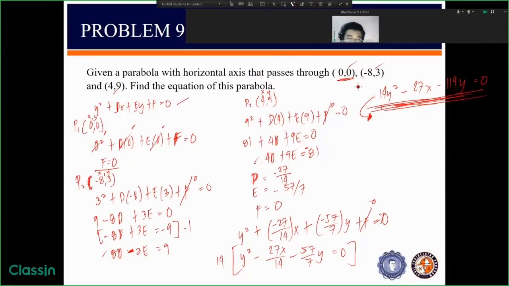And at the last point, you have 9 as your y and x equal to 4. So, when you substitute it here, it should still be equal to 0. So, with that, you can check if the equation is correct or not. Okay? So, let's proceed to the next problem.